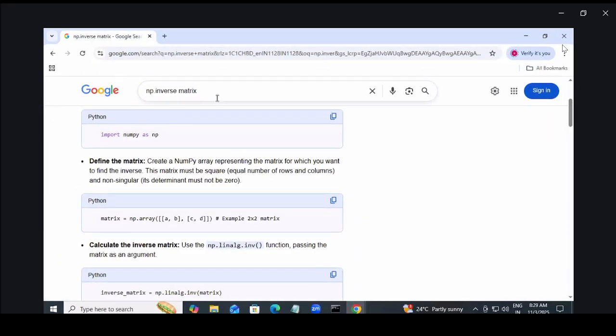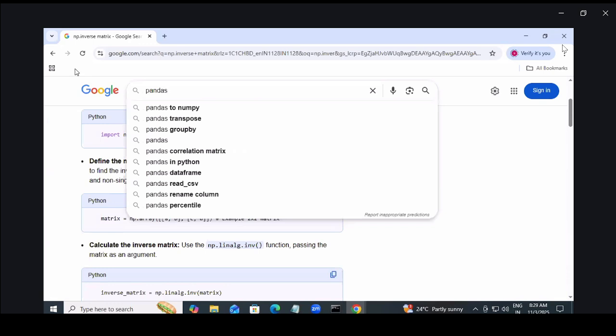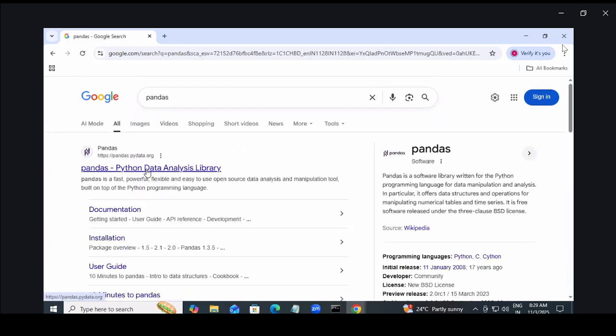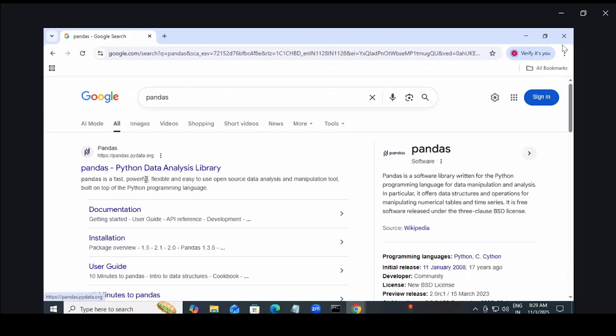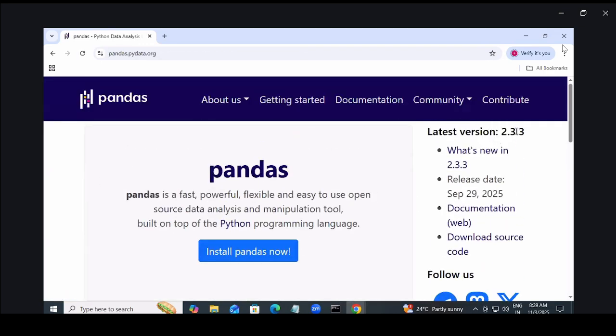When you see the official pandas website, you can see this is which library? Data analysis library. It is used for what? Data analysis. So pandas is a powerful, flexible, easy and open source data analysis and manipulation tool, which is built on top of which language? The Python programming language. The latest version is some 2.3.3.